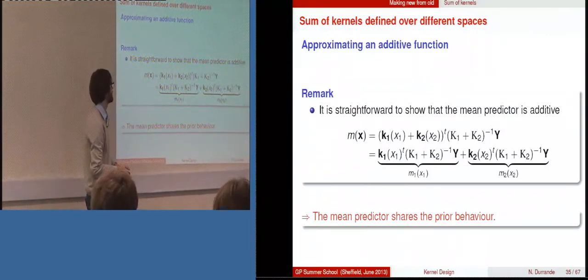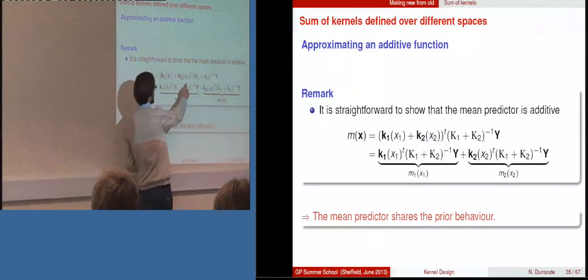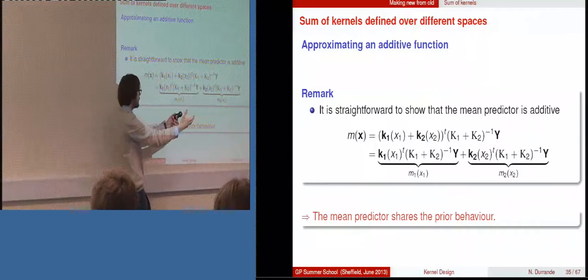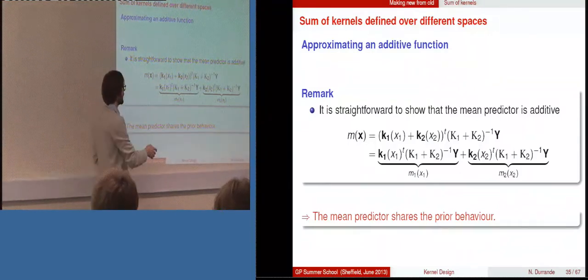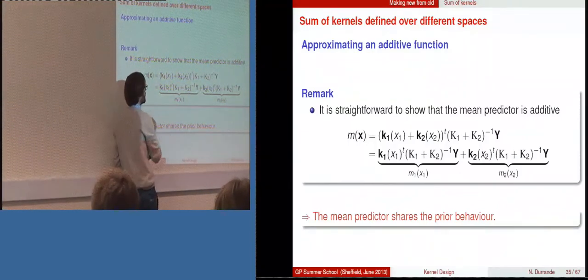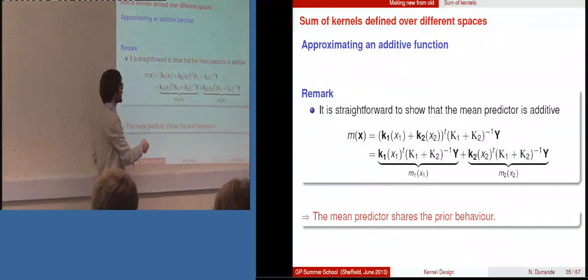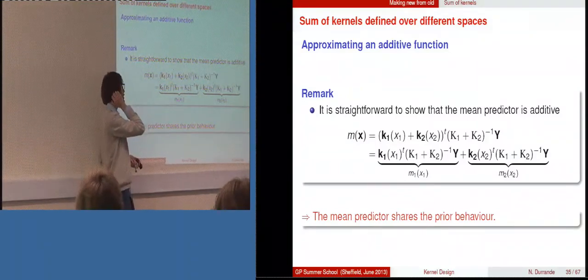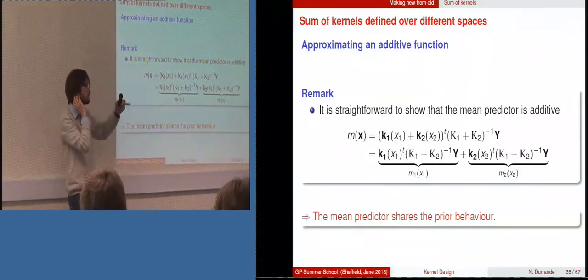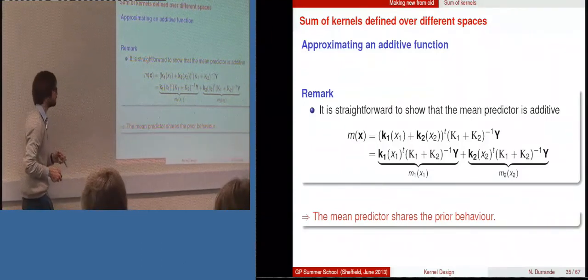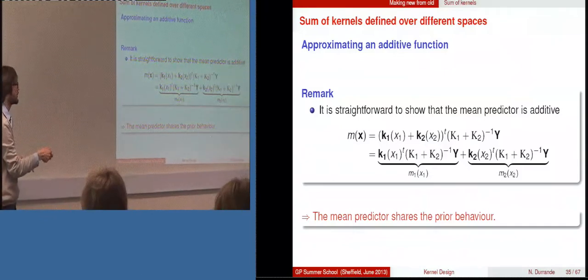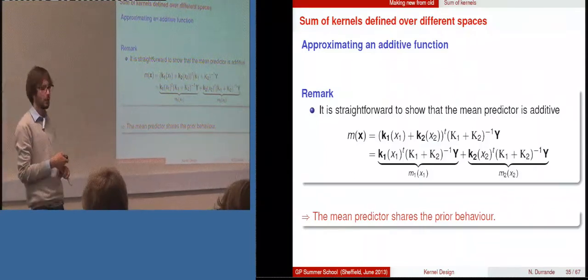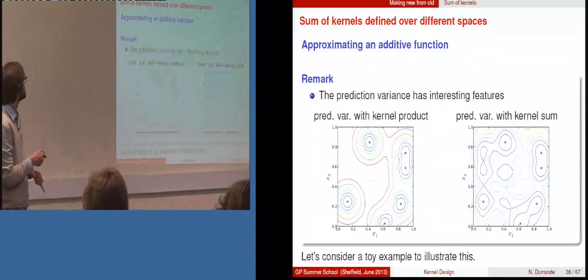These two can also be interpreted as best predictors, because here K2, the covariance matrix given by the variation over X2, can be seen as some observation noise. So this is a best predictor, the expectation of Y1 knowing Y1 plus Y2 equal Y. So these are also Gaussian process regression models. What we have here is that M is additive, so the mean predictor shares the prior behavior.